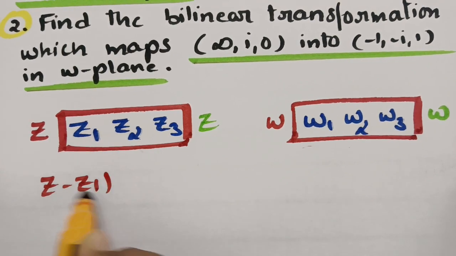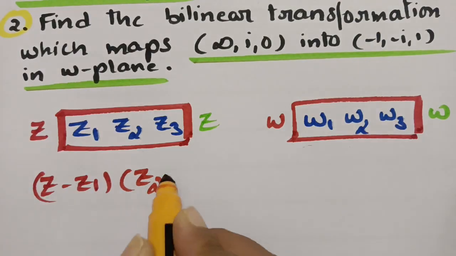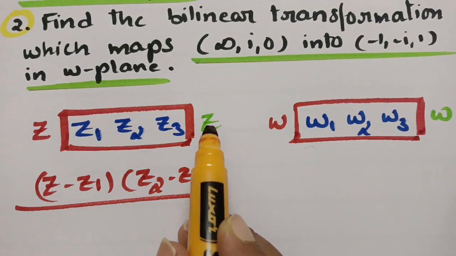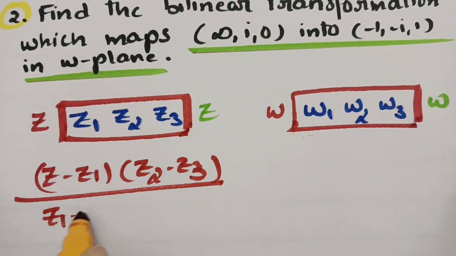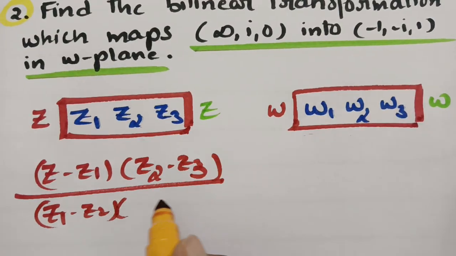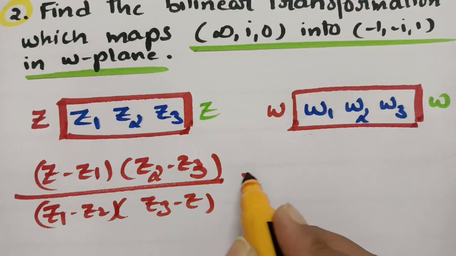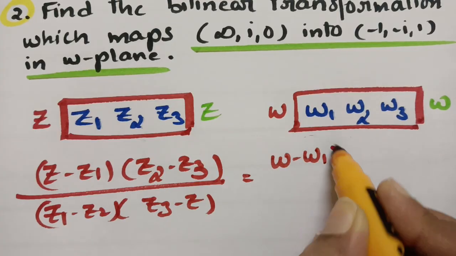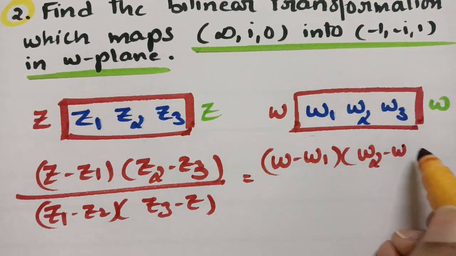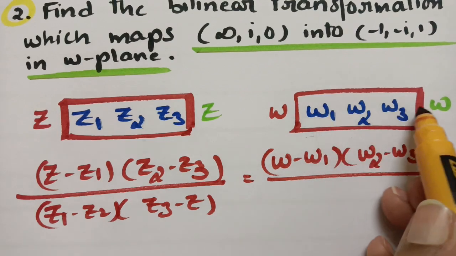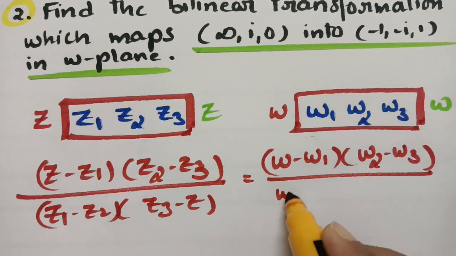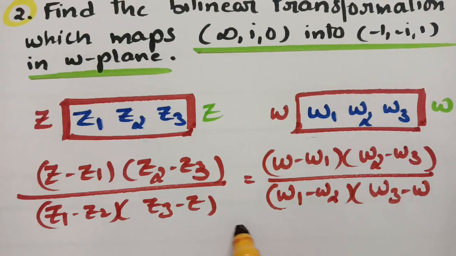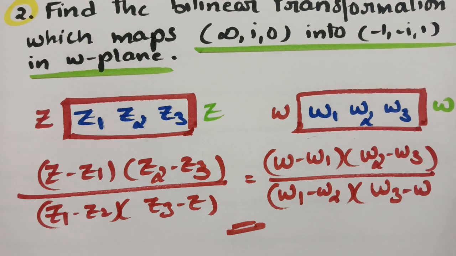This is z minus z1, and the next one z2 minus z3. Clear? Next one, we have to ignore this one and consider these 4 points, that is z1 minus z2, see here, this is z1 minus z2, and the next one, this is z3 minus z. Which is equal to, first of all, we consider these 4 points, that is w minus w1, and next one, this is w2 minus w3. And next we have to consider these 4 points, that is w1 minus w2, and next one w3 minus w. So this is the formula which we are going to remember very easily.